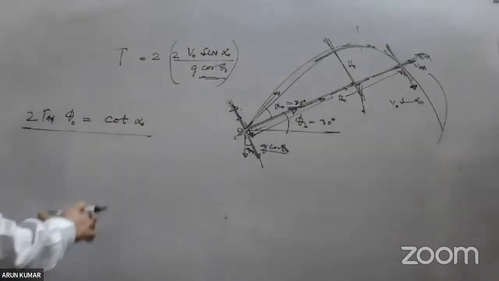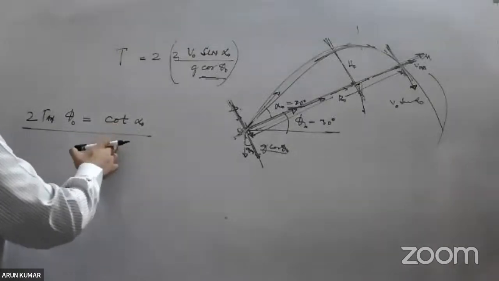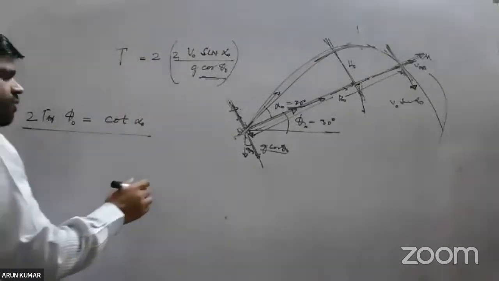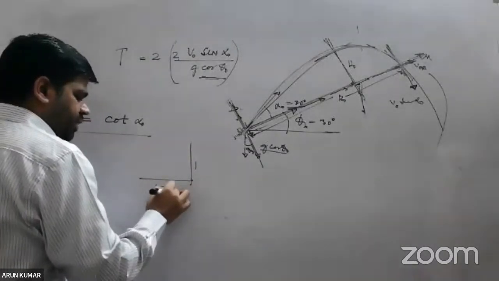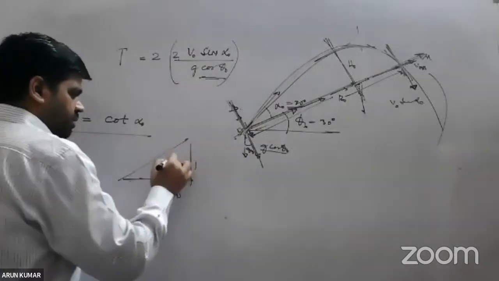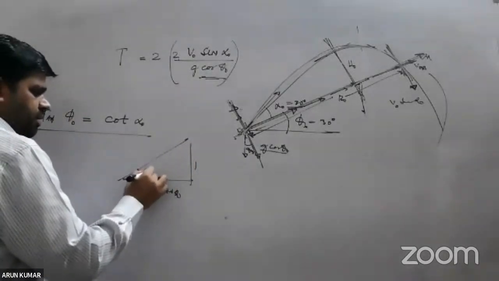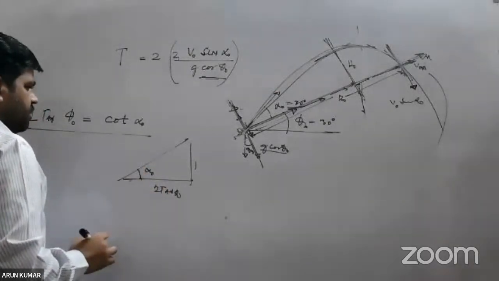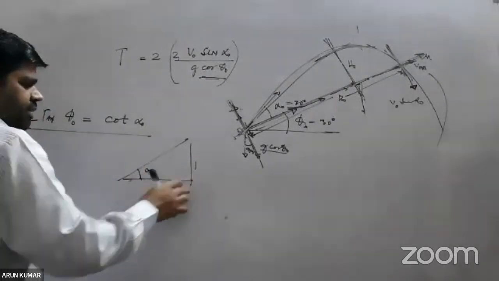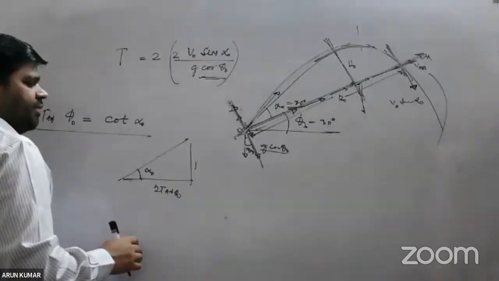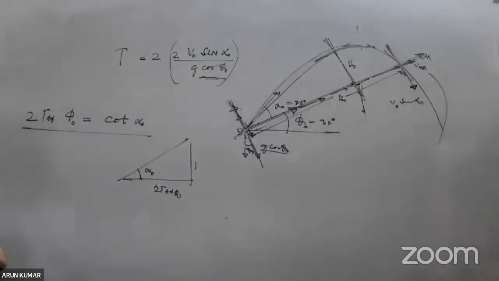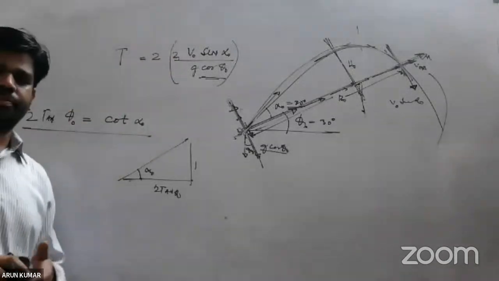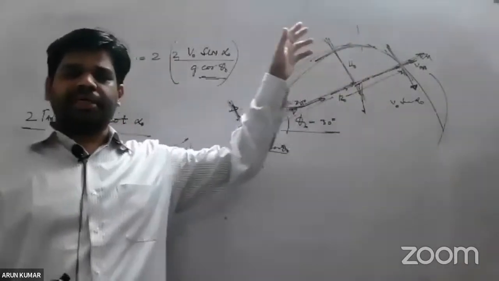Okay. Now I'll substitute sine alpha naught from here. I know cot alpha. I have to substitute sine alpha. Cot alpha is 2 tan theta naught. So sine alpha would be 1 by root of 1 plus 4 tan square of theta naught. Substitute that over there, and you'll get the total time for the particle to go, hit, retrace the path, and come back to the hand.